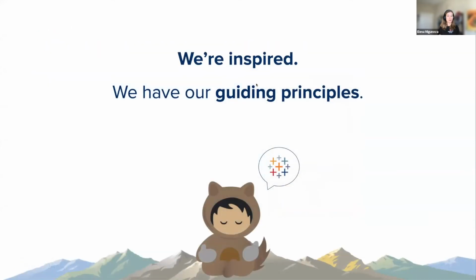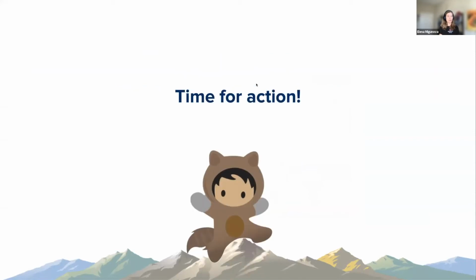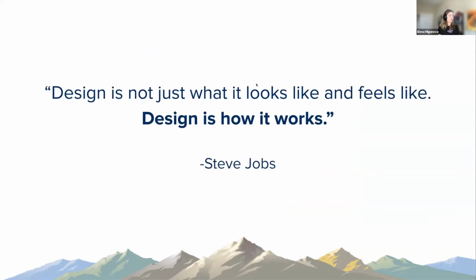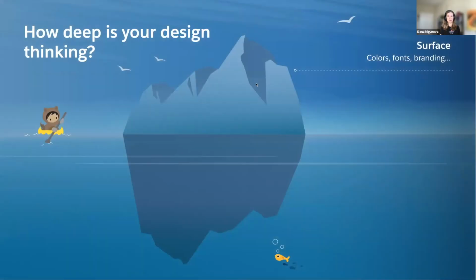All right, now that we're inspired and we went through our guiding principles, we're ready to take action and see how we approach design thinking. Well, what would be a design presentation without a quote from Steve Jobs? He once said that design is not just what it looks like and feels like, but it's about how it works. Now, how do you get there? How do you understand how your thing needs to work?